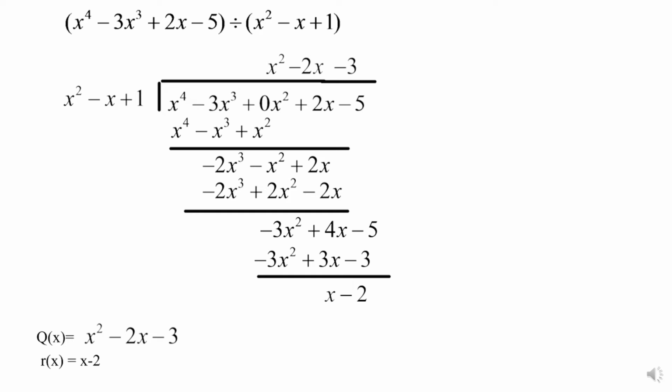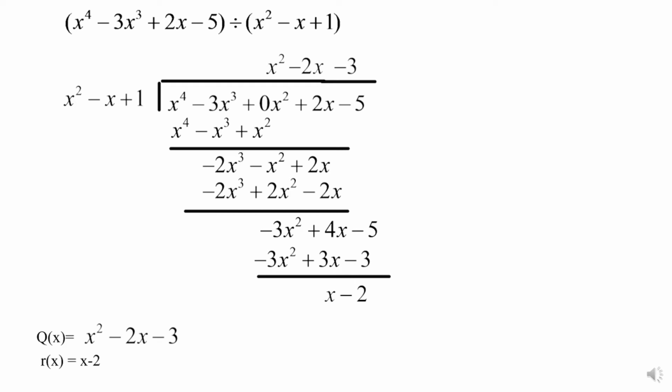We begin by saying what times x squared equals x to the fourth. The answer is x squared. The x squared is placed above the 0x squared. Now we multiply x squared minus x plus 1 times x squared. This gives you x to the fourth minus x cubed plus x squared. Next, we subtract. You get negative 2x cubed minus x squared plus 2x.